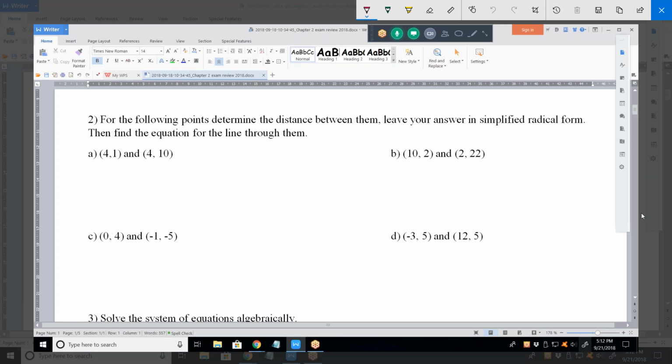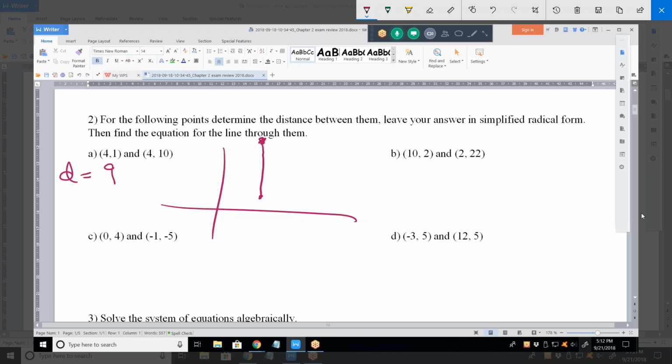What's the distance between, on A? That's an easy one. That doesn't take much work. In other words, what we're looking at is (4, 1) and (4, 10). So it's just the difference in the y coordinates, right? Correct, the distance is 9.